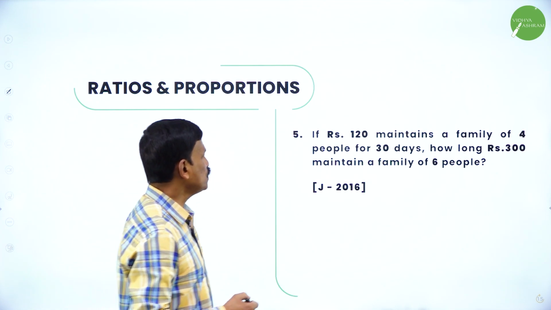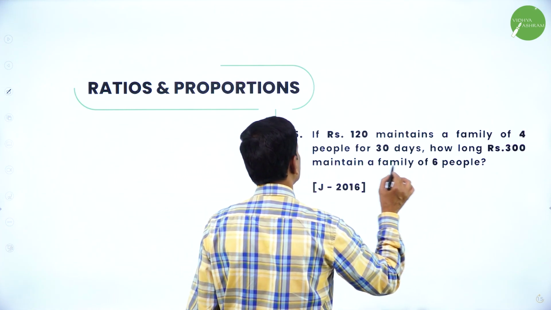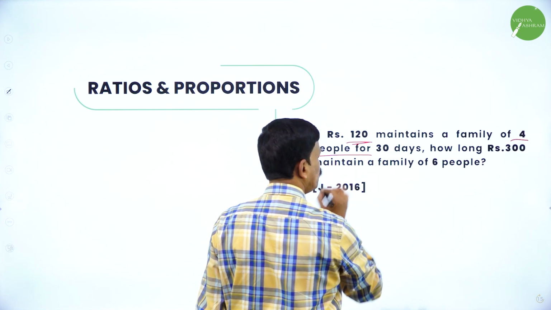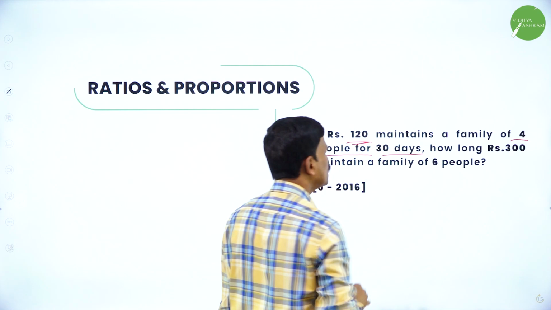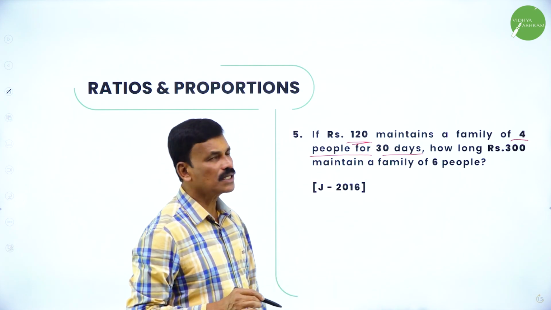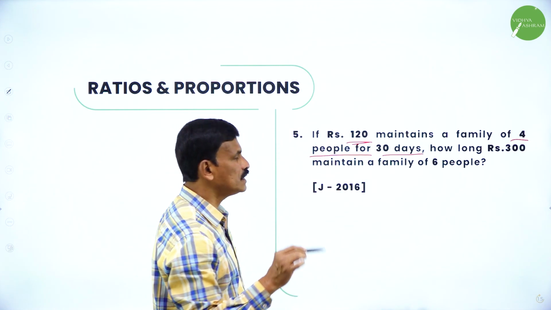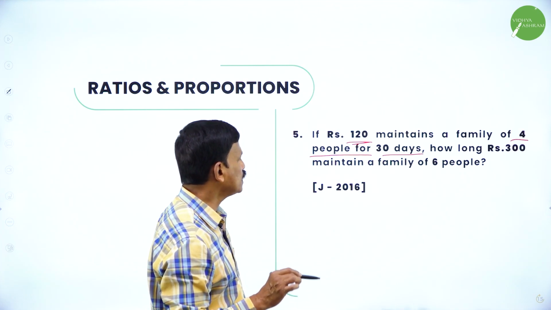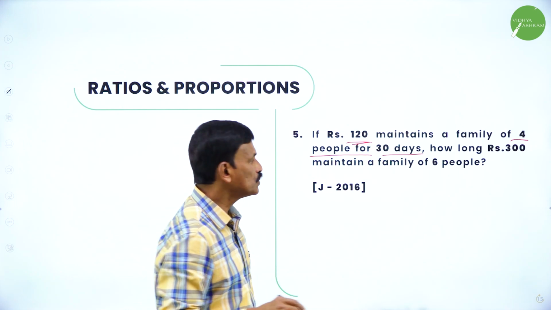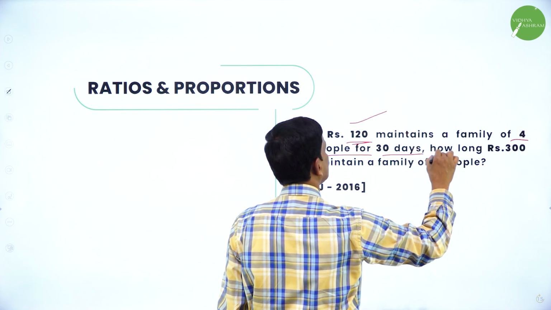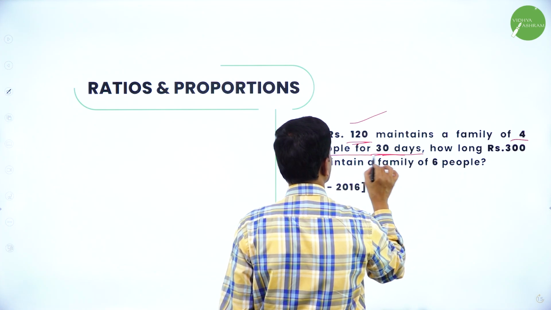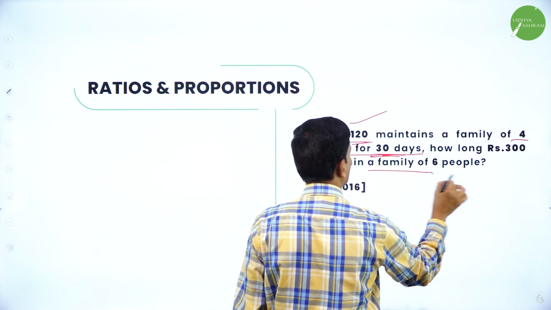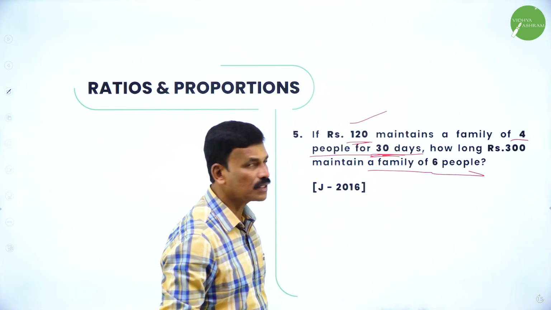If rupees 120 maintains a family of 4 people for 30 days, how long will rupees 300 maintain a family of 6 people? So here 120 maintains a family of 4 people for 30 days. How long will rupees 300 maintain a family of 6 people, right?